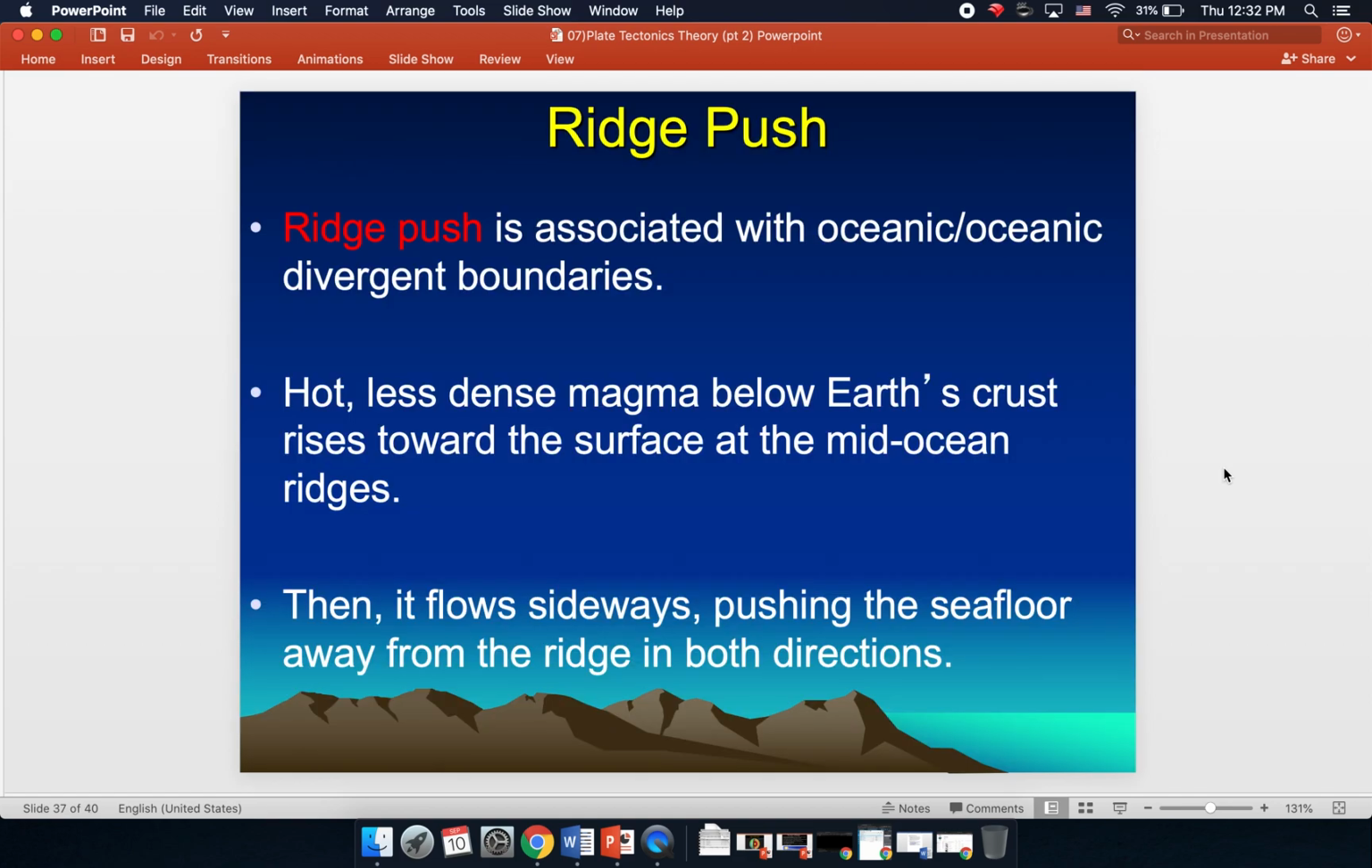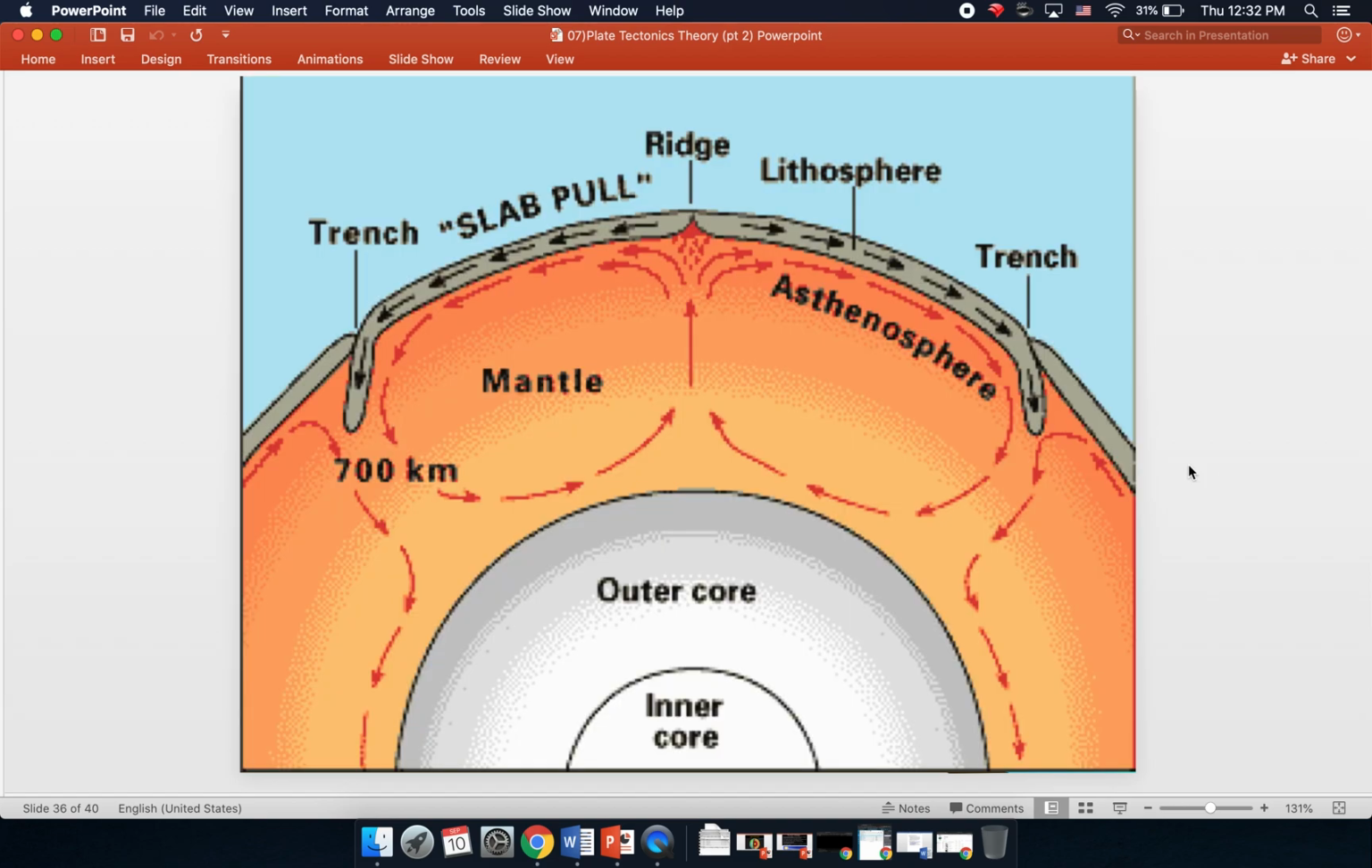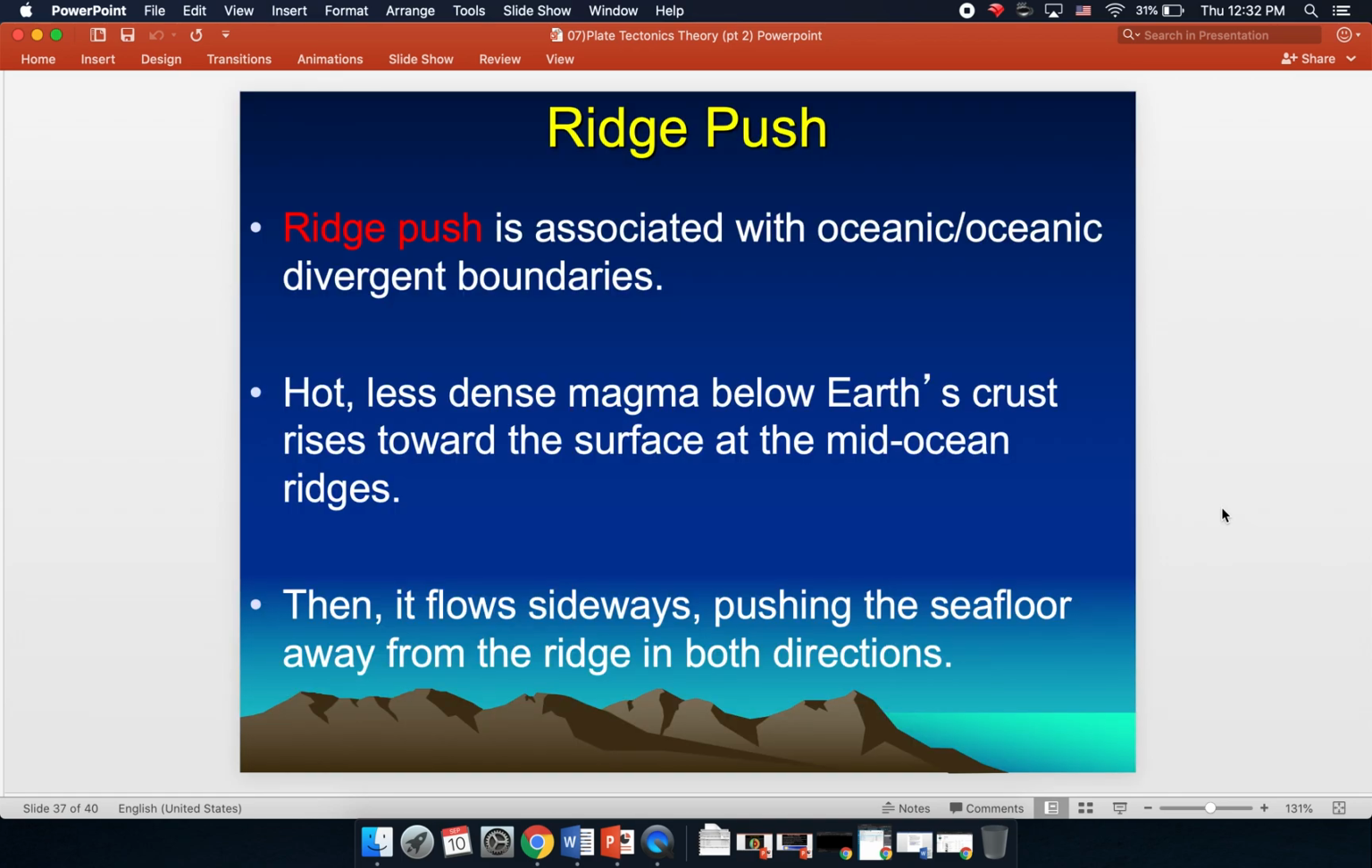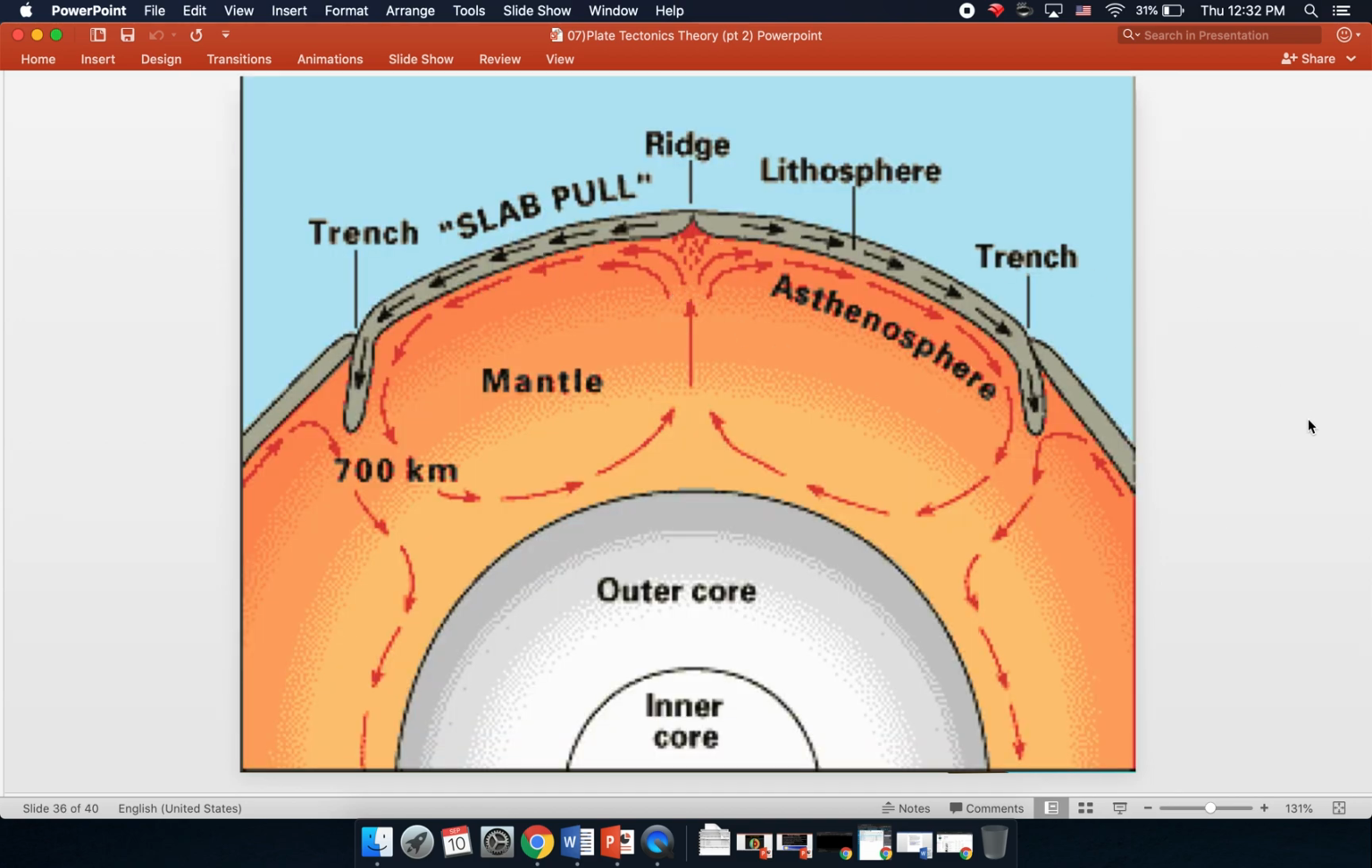Again, ridge push is associated with the oceanic divergent boundaries. This is what you're having happen right here. Hot, less dense magma below Earth's crust rises toward the surface at that mid-ocean ridge and then flows sideways, pushing the seafloor outward in both directions, like I've been explaining.